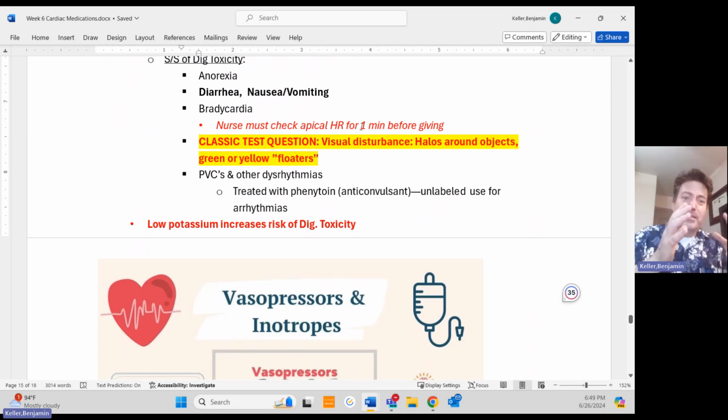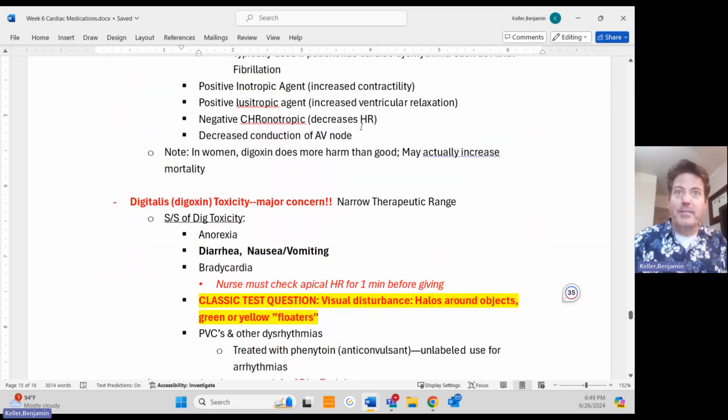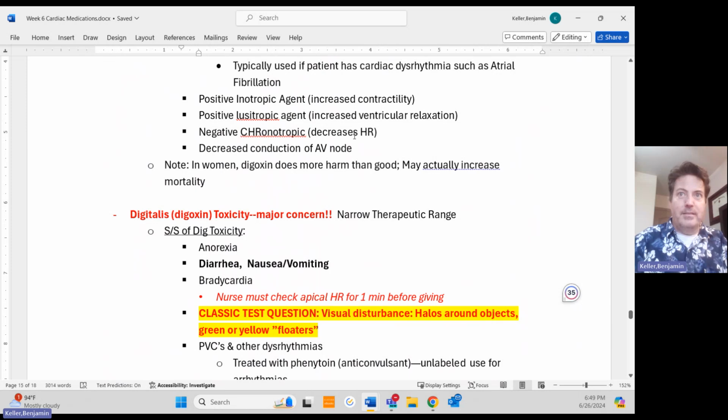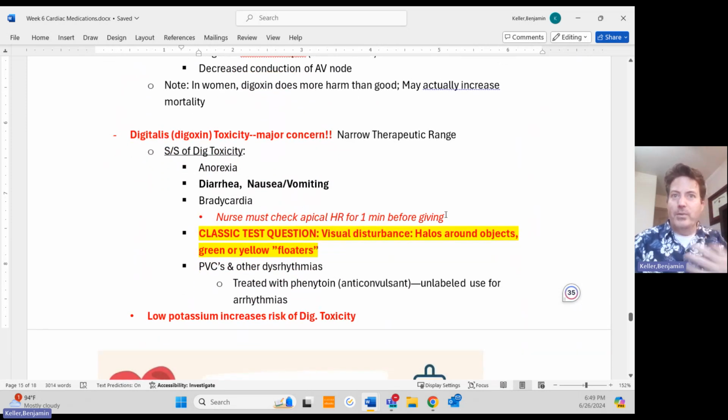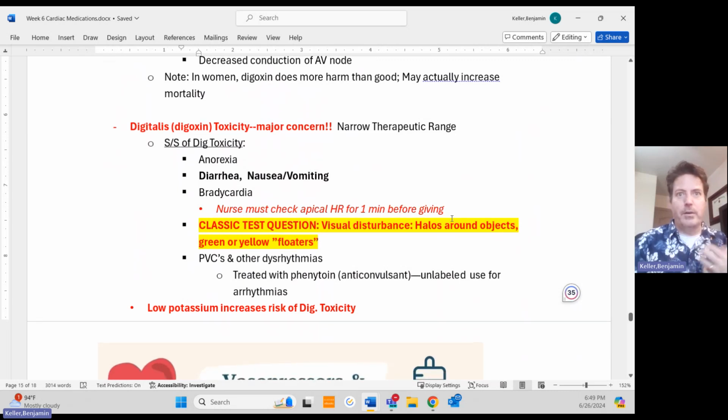Bradycardia, that means the heart rate's slow. We've overdone the slowing. Remember, look up here, it's negative chronotropic. It decreases the heart rate. If we give too much of it, it's going to decrease it too much. And so it's really important for the nurse to check the apical, which is the heart rate on the chest, for at least 1 minute, to be sure that it's above 60 or whatever the prescriber is driving. But it's usually 60 for the NCLEX world. It's got to be greater than 60 or you don't give it.